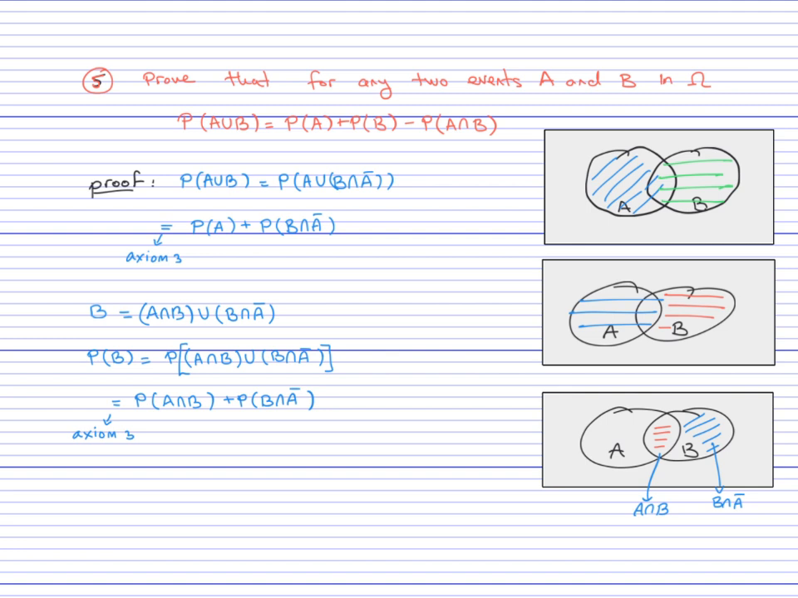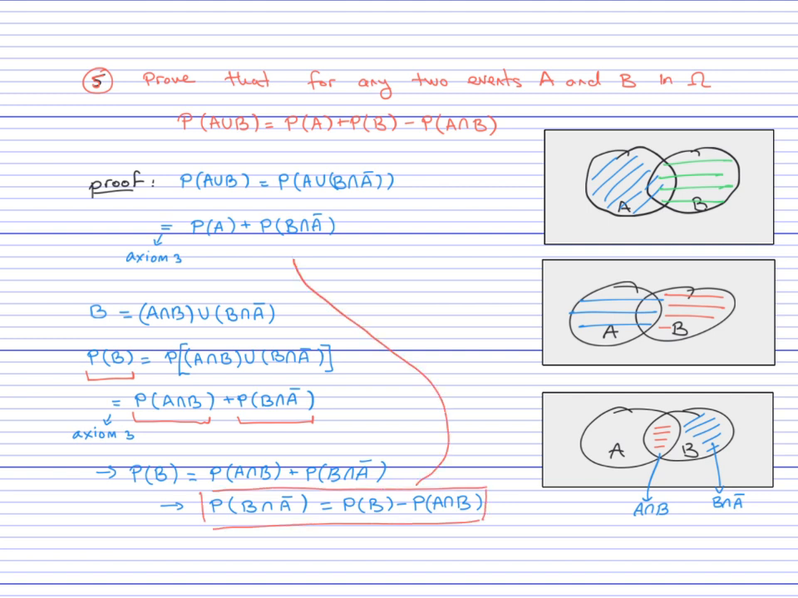Great. That means that the probability of B equals the probability of B and A, plus the probability of B and not A. So let me write it. From here, the probability of B equals the probability of A and B, plus the probability of B and not A, the complement of A. And you can use algebra here and get that the probability of B and not A equals the probability of B minus the probability of A and B.